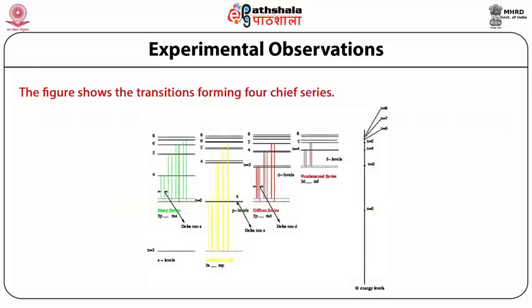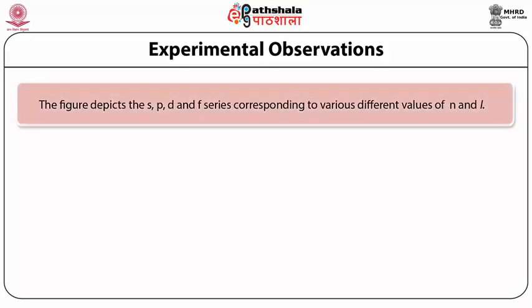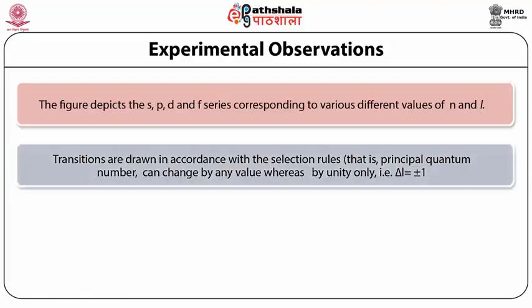The figure depicts the transitions forming four chief series: principal series, diffuse series, sharp series. The figure is self-explanatory, showing all the chief series. The S, P, D and F series corresponding to various different values of n and l are shown in the figure. Transitions are drawn in accordance with the selection rules.